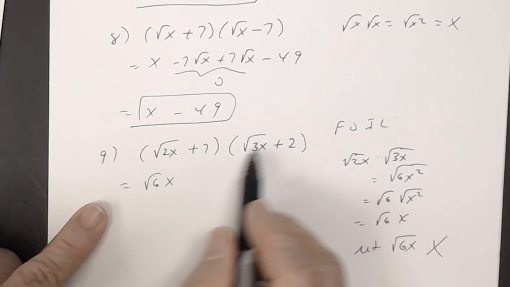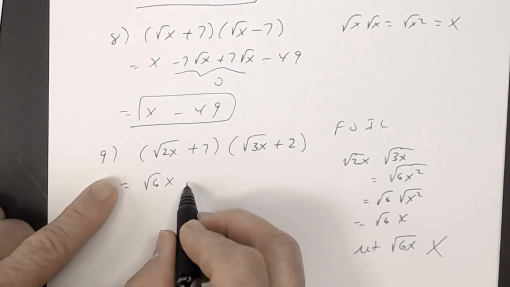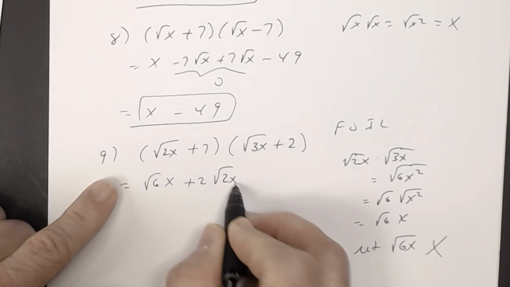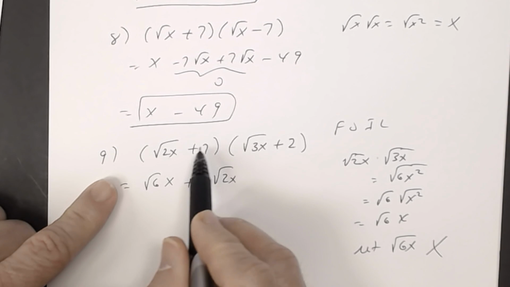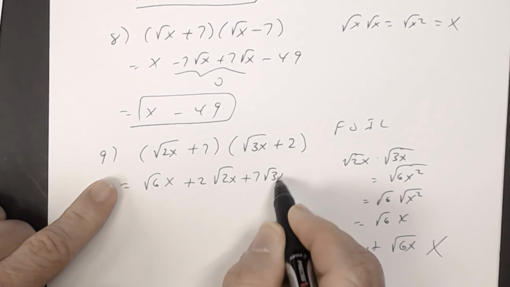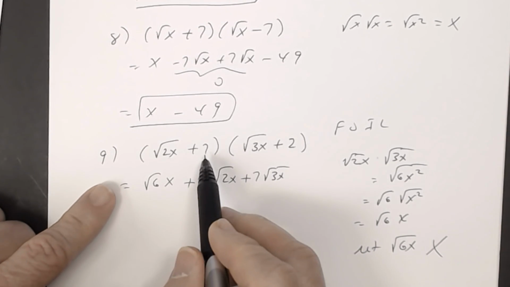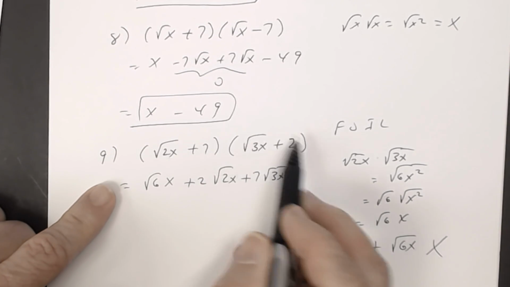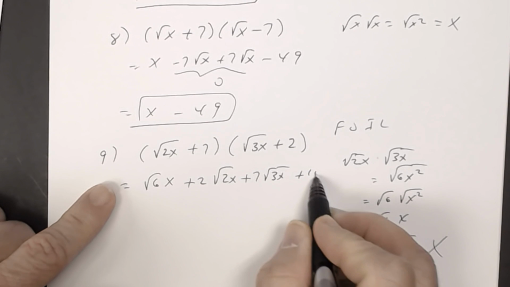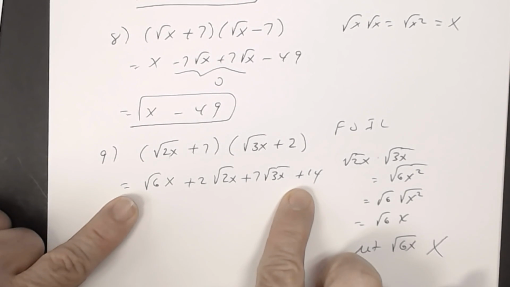Okay, now the outer. The square root of 2x times 2 is 2 square root of 2x. The inner, 7 times the square root of 3x is 7 square root of 3x. And then the last, a positive 7 times a positive 2 is a positive 14. Now see those four terms? None of them are alike.